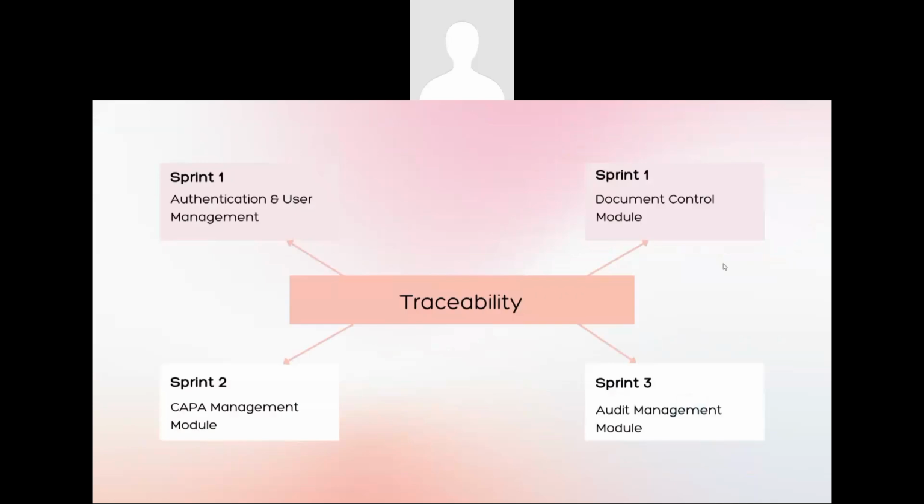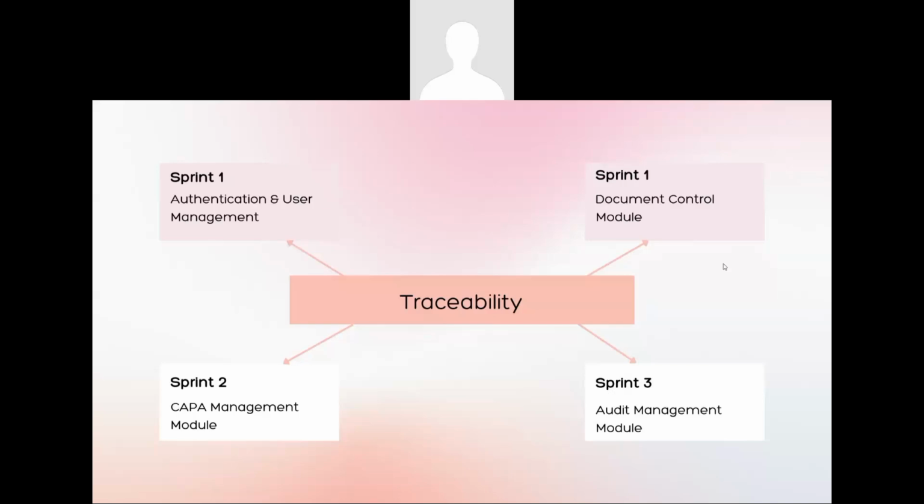It also covers the implementation of the document control module, which allows users to upload, manage, and approve quality documents with version control. Completing this sprint ensures that the system has a stable structure and enables users to access and manage essential documents before other quality processes are introduced.